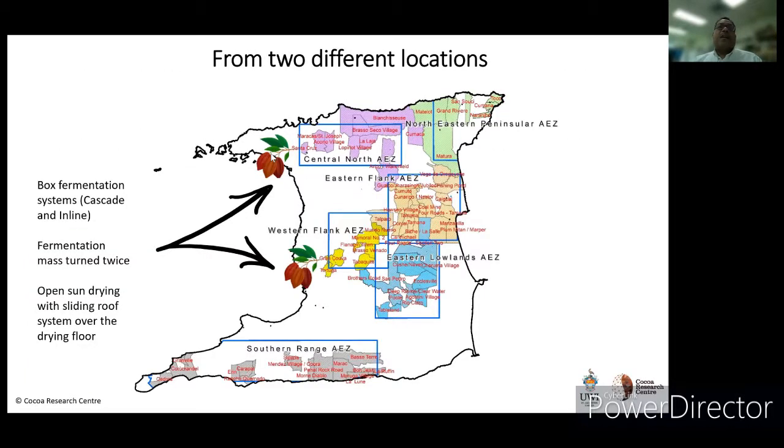Data collection was done at 2 different farms located in different agroecological zones in Trinidad, one in the central north region of Santa Cruz and the other in the western flank region of Grand Couva. Both locations had box fermentation systems that were either in a cascade or inline arrangement, and the fermentation mass was turned twice. Beans were dried via open floor sun drying with a sliding roof system over the drying floor.